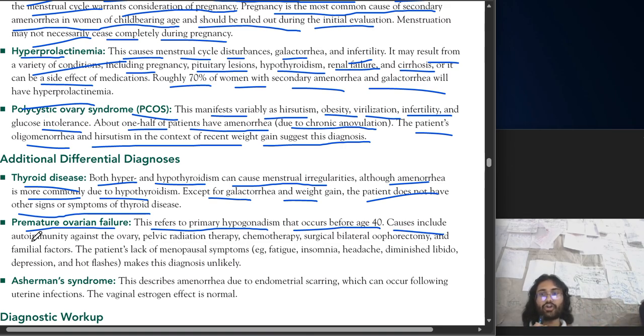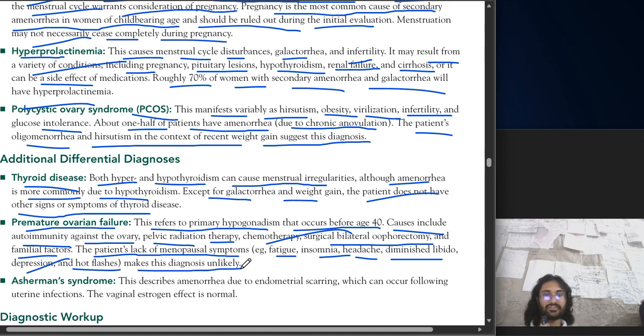Causes include autoimmunity, where your immune cells attack your own body cells, in this case attacking the ovary. Pelvic radiation therapy, chemotherapy, surgical bilateral oophorectomy, where through surgery we have removed both the ovaries, and familial factors. The patient's lack of menopausal symptoms like fatigue, insomnia, headache, diminished libido, depression, and hot flashes makes the diagnosis unlikely.